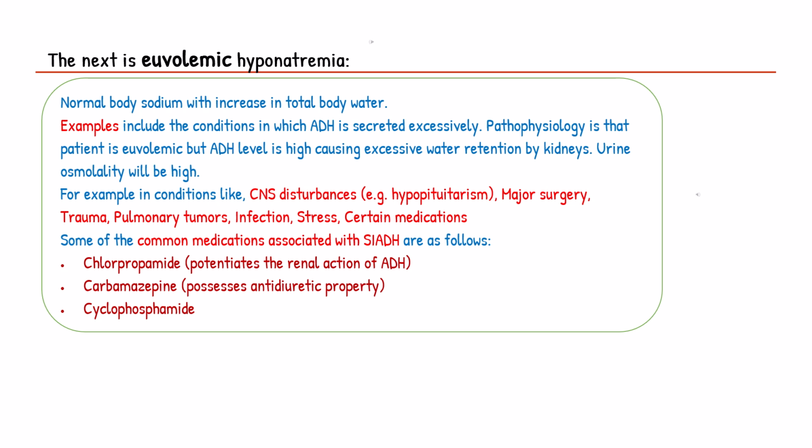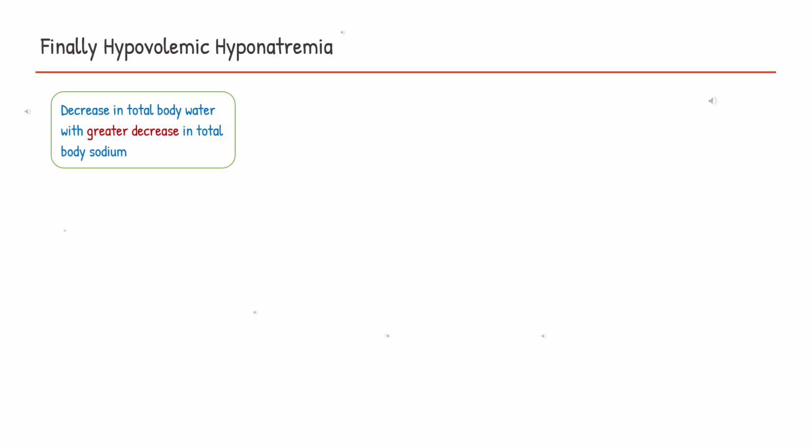Some of the common medications associated with SIAD are as follows. Chlorpropamide potentiates the renal action of ADH. Carbamazepine possesses antidiuretic property. Cyclophosphamide.